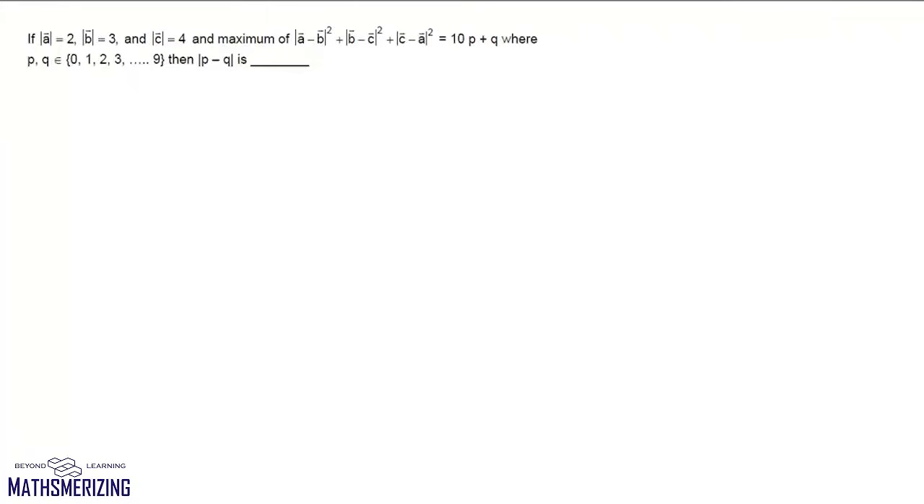Now here the question is, if mod A is 2, mod B is 3 and mod C is 4, then the maximum value of mod of A minus B squared plus mod of B minus C squared plus mod of C minus A squared is 10 p plus q. Then find the value of p minus q.